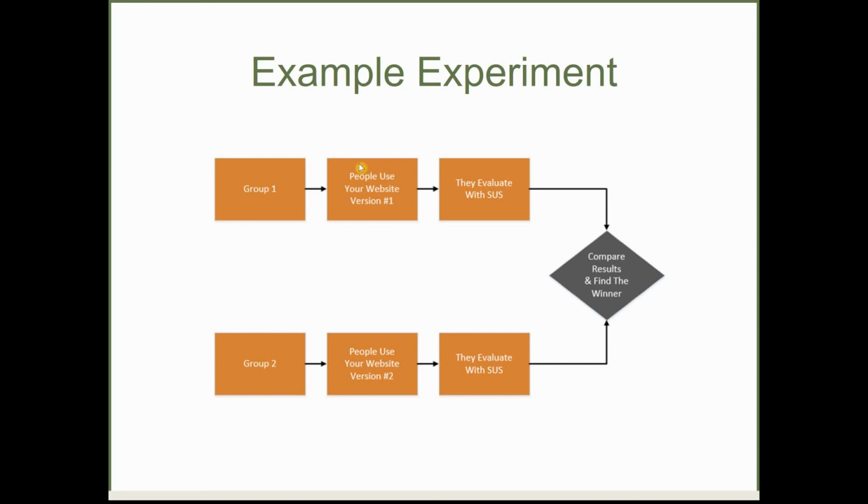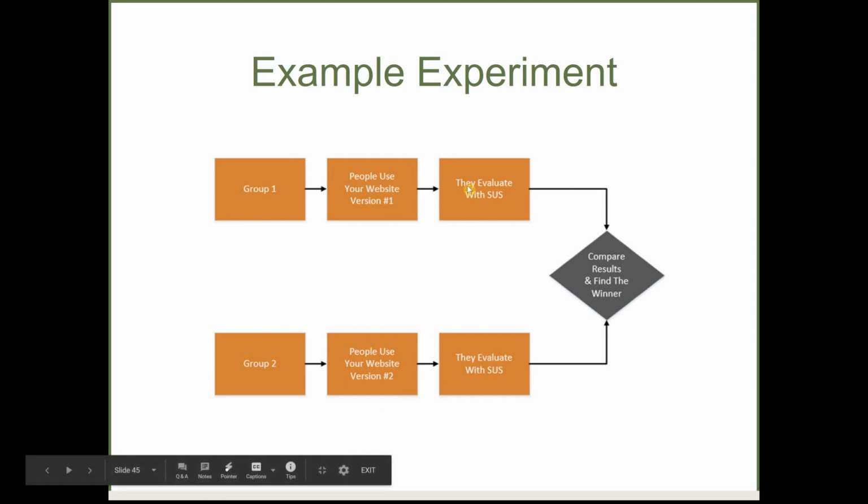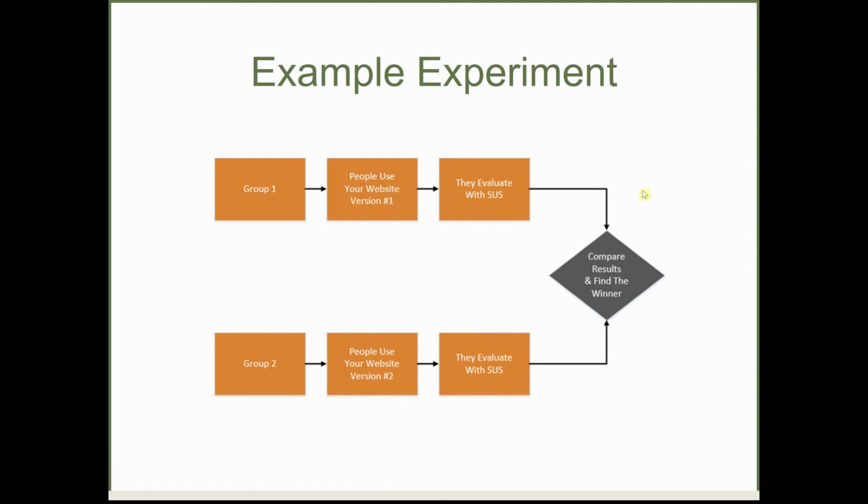The idea usually is that one group interacts with the first version, and the other group interacts with the second version. You collect the same metrics from both of them, and then you compare the results and find the winner. That's a very simplified version of how a controlled experiment or usability experiment is done.